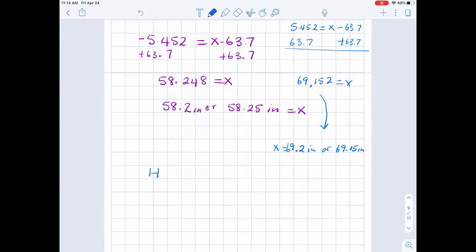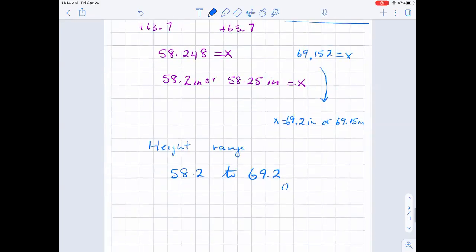So your height range now is from 58.2 to 69.2, or 58.25 to 69.15, and don't forget these are inches. If they decide to change their range, this is the new height requirement.